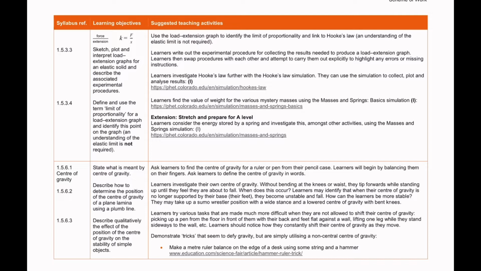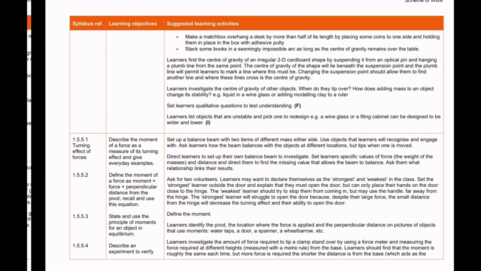Key concept 1.5.6.1 Center of gravity. Learning objectives. State what is meant by center of gravity. Describe how to determine the position of the center of gravity of a plane lamina using a plumb line. Describe quantitatively the effect of the position of a center of gravity on the stability of simple objects.